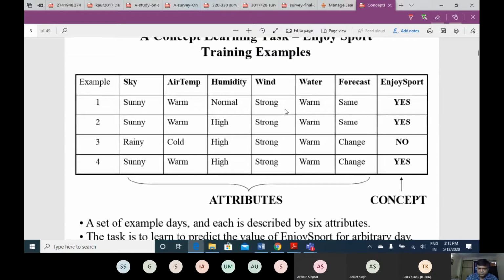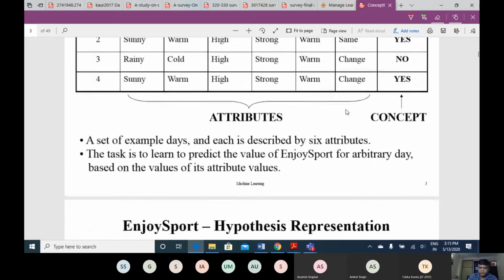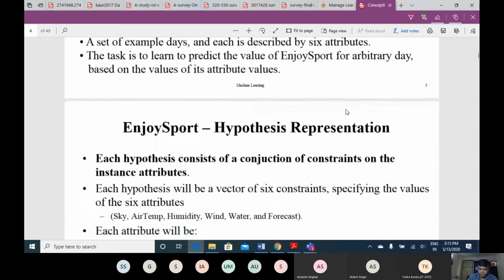If we have these training examples with us, can we make our system learn so that for any other example coming in, we can identify whether we can enjoy a sport or not in those conditions? So that is the task of today's lecture.